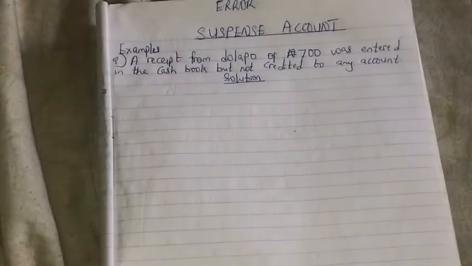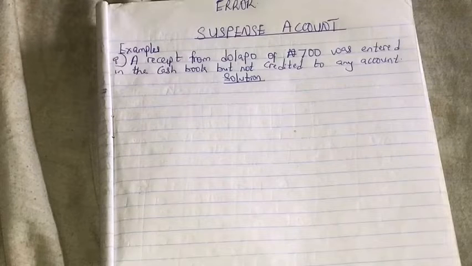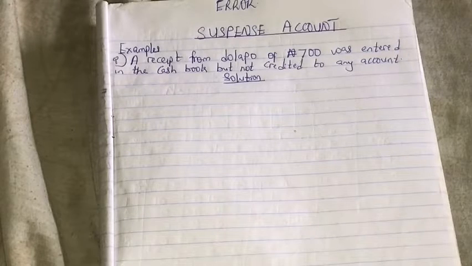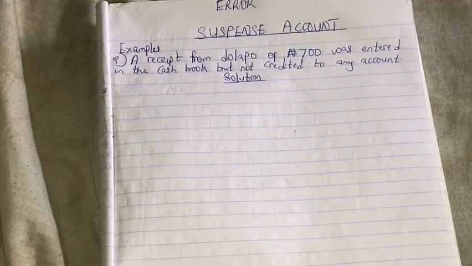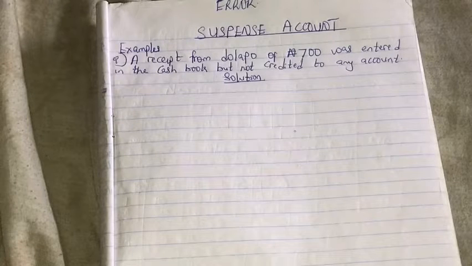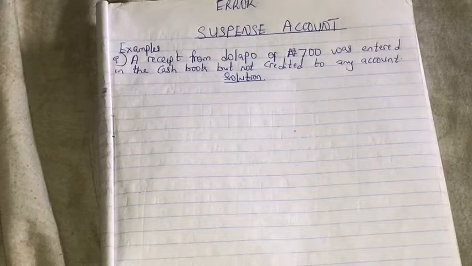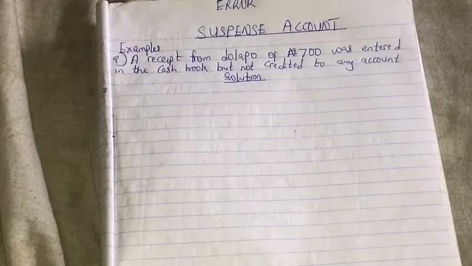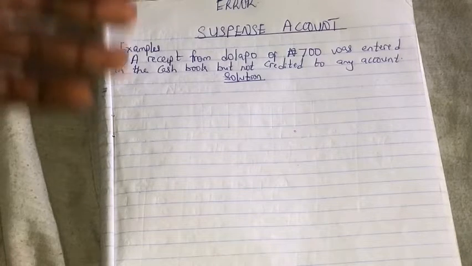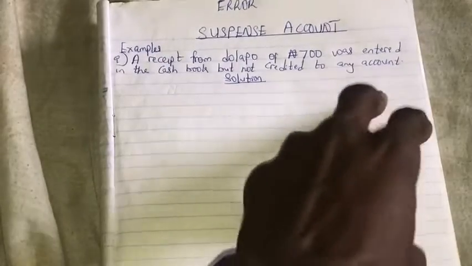Let's dive into the session for today. So here is our first example. A receipt from Dolapo of 700 naira was entered in the cash book but not credited to any account. The error here is that you received money from Dolapo, so you debited it in your cash book, but you failed to credit the corresponding account.